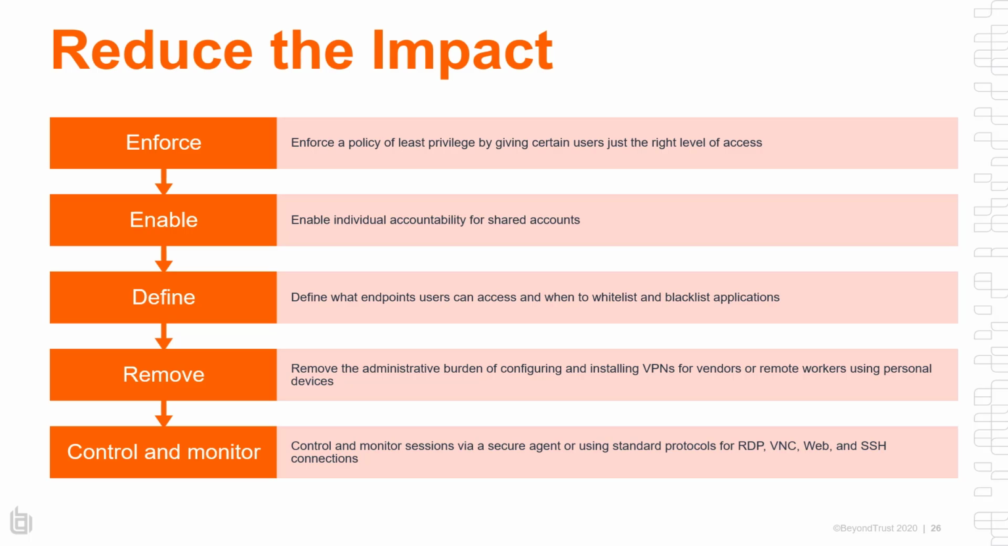As a summary and a takeaway, overall we need to reduce impact. We need to enforce policies with the correct access for the time required. We need to enable accountability for individual accounts and understand who is using shared accounts. By having definitions in the policies, we can define which systems can be accessed and are able to whitelist or blacklist applications if required, thereby applying the principle of least privilege. Removing operational burden of installing and configuring VPNs or access, we can also further reduce the impact. And finally, by being able to control and monitor sessions, we can give you a live visibility of all your current sessions.